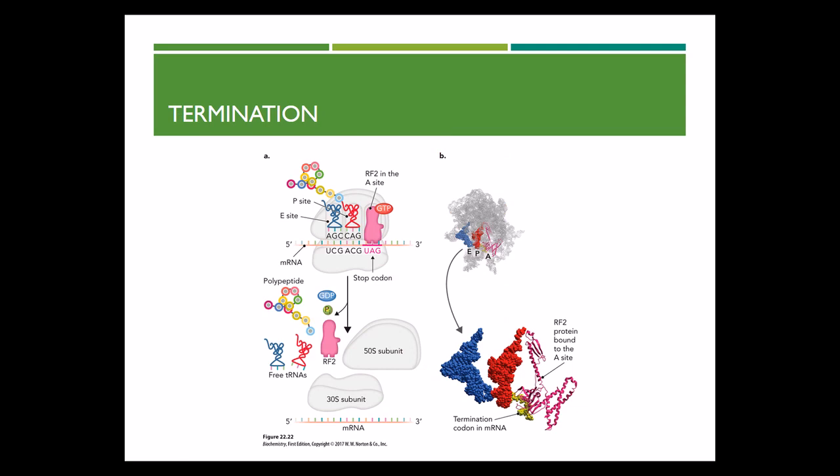This process of elongation continues with the growing chain exiting the ribosome through the channel in the 50S subunit until a stop codon is reached. The stop codons are UAA, UGA, or UAG. These codons would appear in the A site, and they would stop the production of the peptide chain.